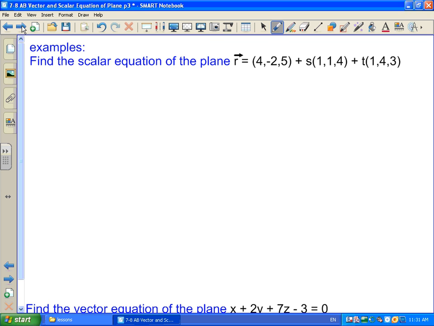All right. So, first example, we're given the vector equation r equals (4, -2, 5) plus s(1, 1, 4) plus t(1, 4, 3). I think that's the vector equation that we were working on in the previous unit. Let's find the scalar equation of this plane.